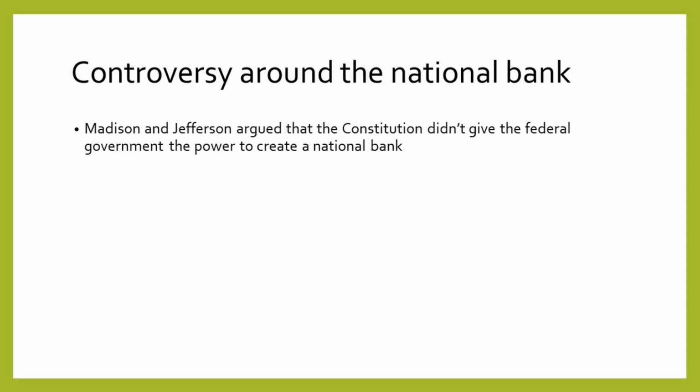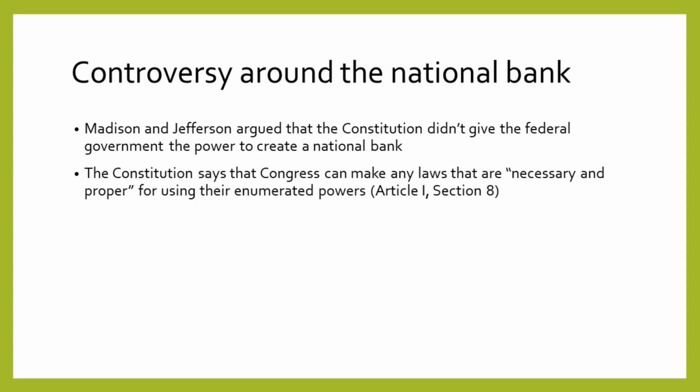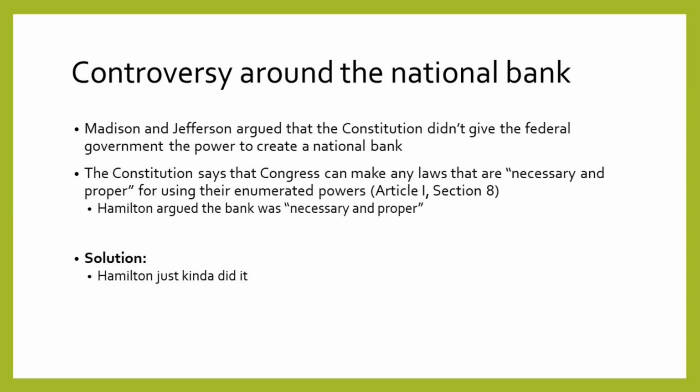However, the Constitution also said that Congress could make any laws that were, quote, necessary and proper for using their specifically enumerated powers. Hamilton argued that the bank fell under the definition of necessary and proper, and he eventually prevailed. Lastly, Hamilton had to create a source of revenue for the federal government in the form of two taxes.